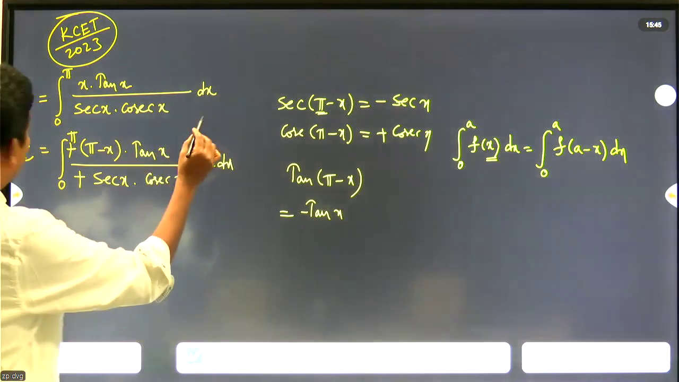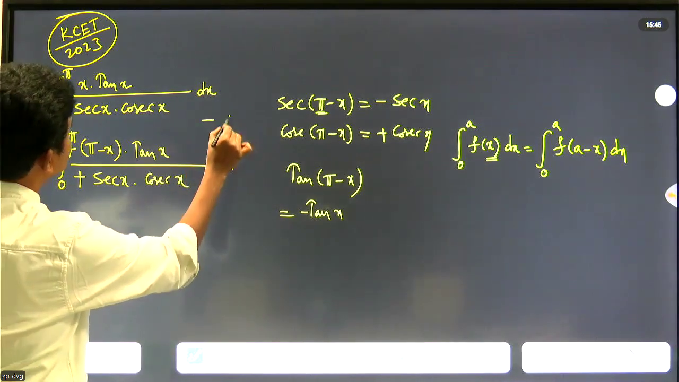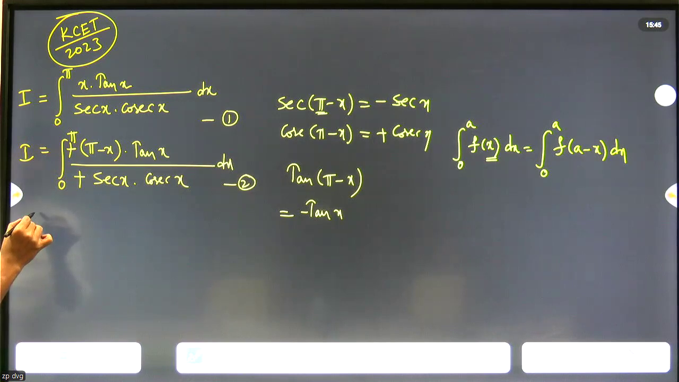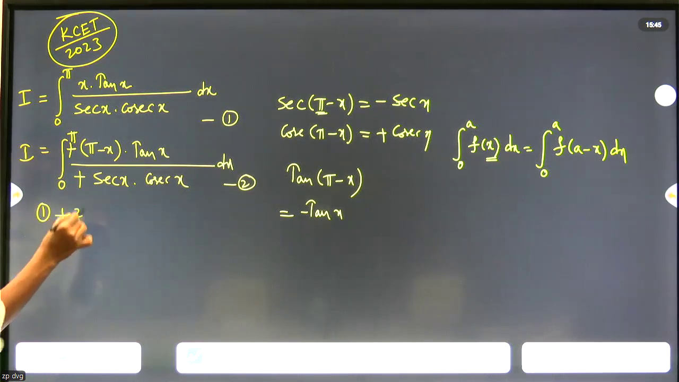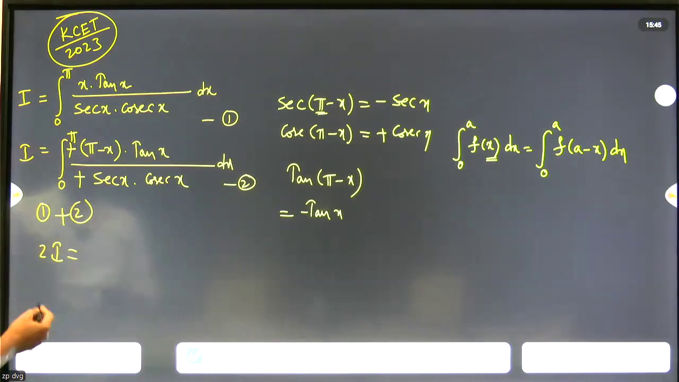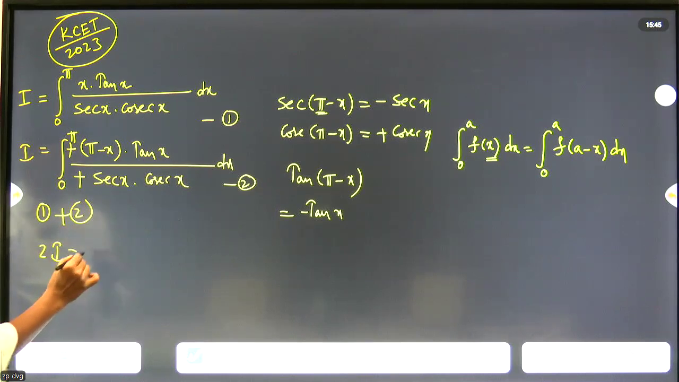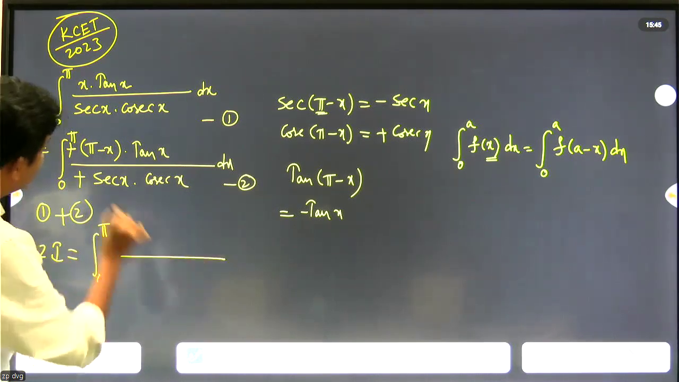Okay. Now what I'll do, I'll add these two equations. Take this as equation 1, take this as equation 2, add these two, equation 1 plus equation 2. Left hand side, I plus I is 2I. Right hand side, when we add these two, you observe the denominator is same. I'll write the direct step here, 0 to pi. What will you get in the denominator?